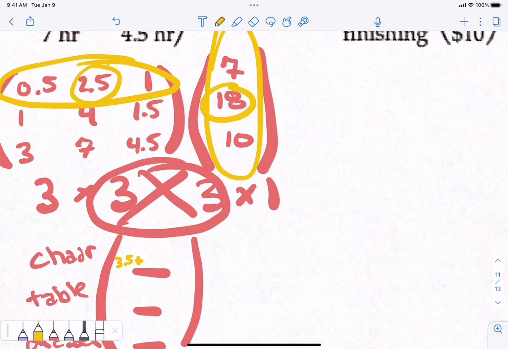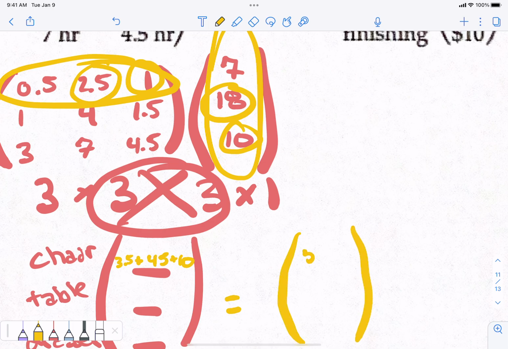2.5 of 18. 2 times 18 is 36. Half of 18 is 9. 36 plus 9 is 45. Okay, 1 times 10 is 10. Okay, if I add them together, the total cost of the chair is 55 plus 3.5, so 58.5. So $58.50 is how much the chair total is going to cost.